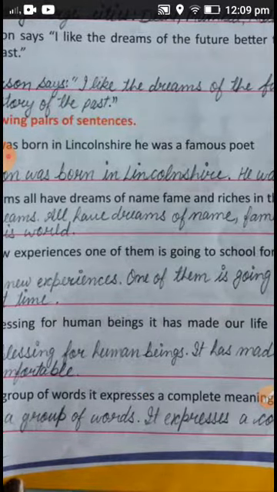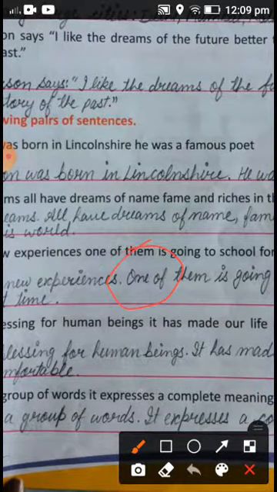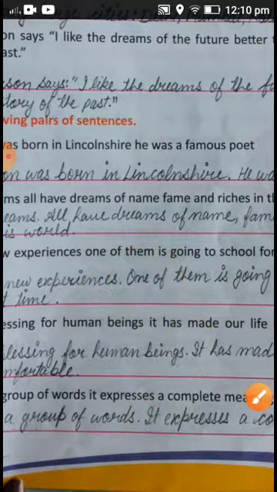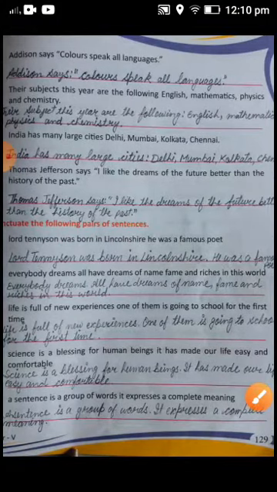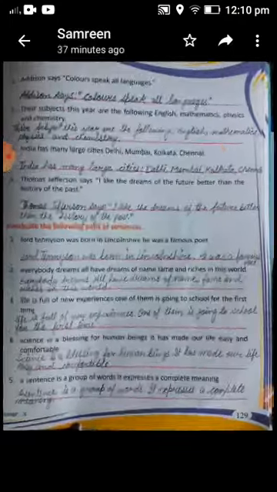Then one, O capital, one of them is going to school for the first time. Okay, next one is, science is a blessing for human beings. So science, S should be capital, human beings, and after that you have to put a full stop. Then it, I should be capital, it has made our life easy and comfortable. Next one, fifth sentence, a sentence is a group of words. So A should be capital, is a group of words, and here you have to put a full stop. Then it expresses, so I should be capital, it expresses a complete meaning, full stop. Okay, so punctuate it very carefully. Now turn the page. We will do the next one also.